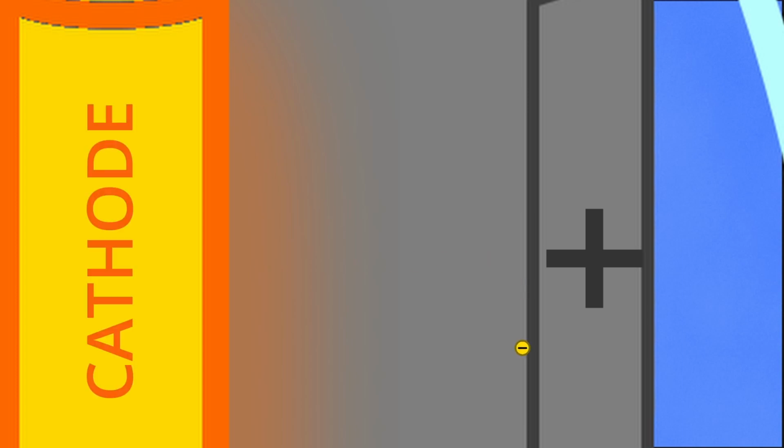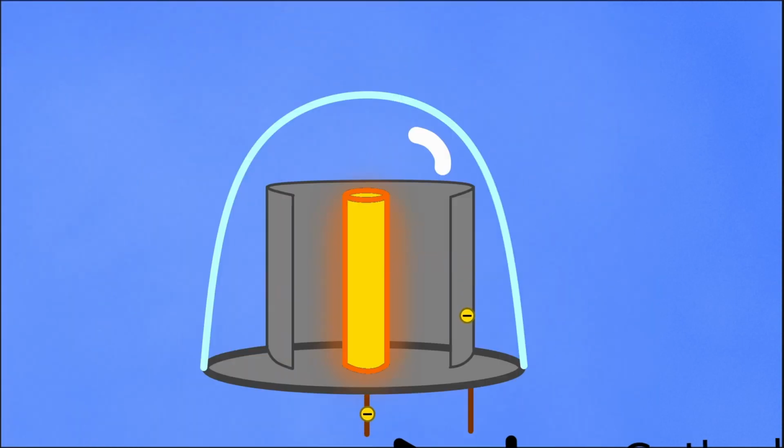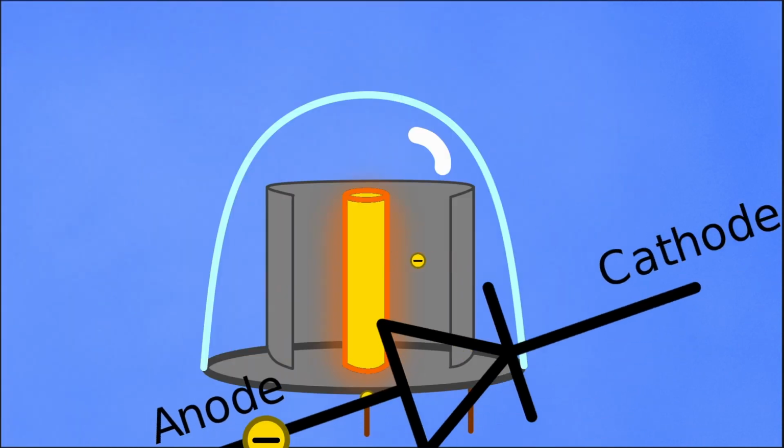The rod is called a cathode and the plate is called an anode. The process is one-sided, meaning the electrons can only go from the cathode to the anode. This is the early diode, an electrical component that can pass current in one direction.